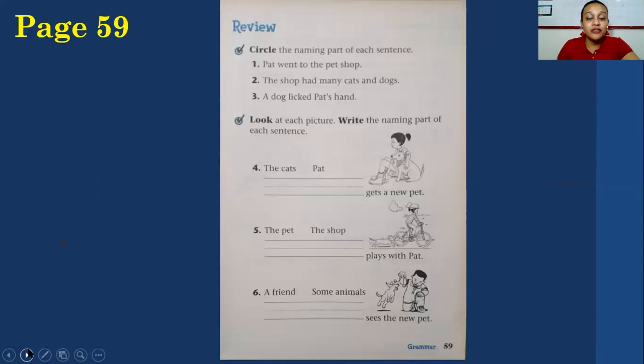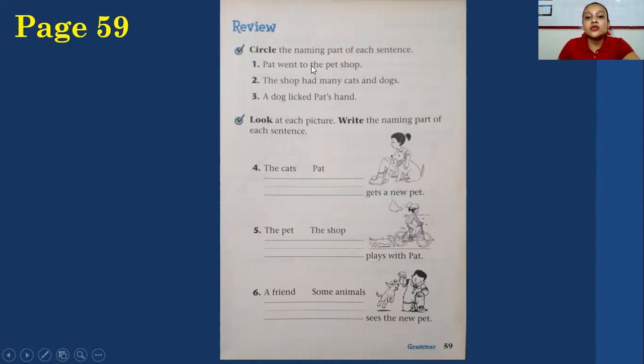Now let's go to page 59. This is a very interesting page because we are going to make a review. So circle the naming parts of each sentence. Now we are going to circle the naming part or the subject, or the person that the sentence is talking about, or the thing or animal or place. That's the naming part of a sentence. Who or what are they talking about?